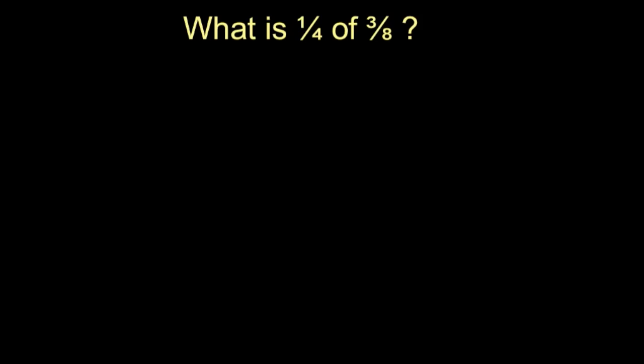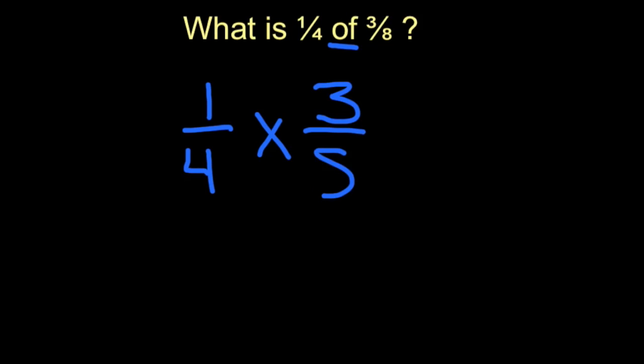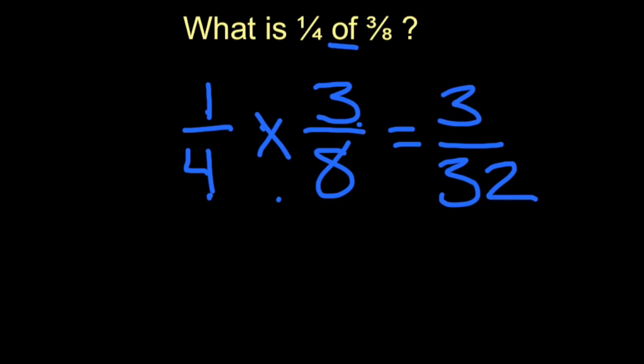Here's another easy one. We've got 1/4 of means times 3/8. Multiply the numerators. 1 times 3 is 3. 4 times 8 is 32.